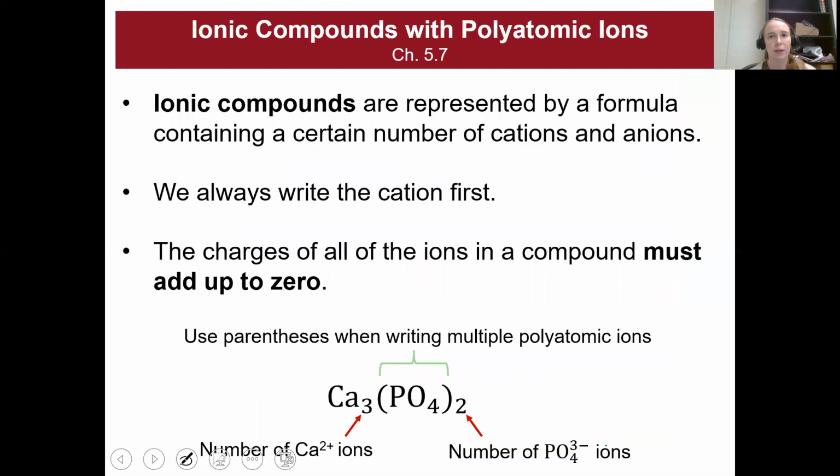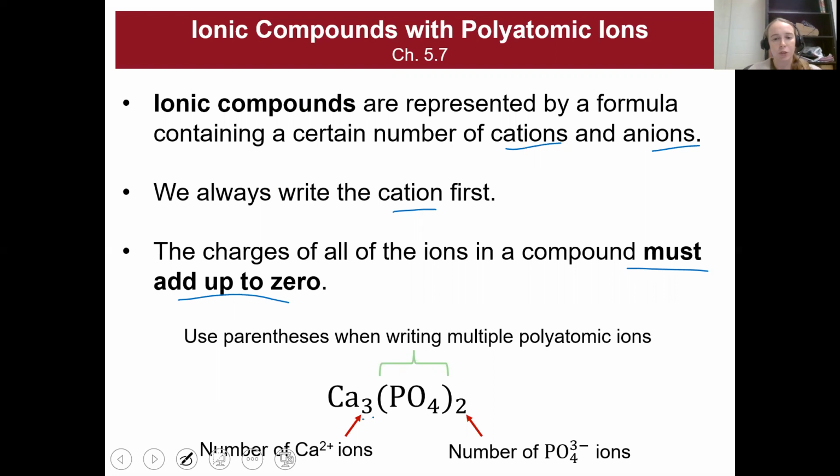Alrighty, so when we're making ionic compounds using these polyatomic ions, we're going to use kind of the same system that we use to make the formulas for the other ionic compounds with monoatomic ions. So ionic compounds have a formula containing a certain number of cations and anions. We always write the cation first, and that is just the name of the metal, pretty much. And our charges have to add up to 0. So this is the formula for calcium phosphate. Calcium phosphate is in your bones. This is the formula for calcium phosphate.